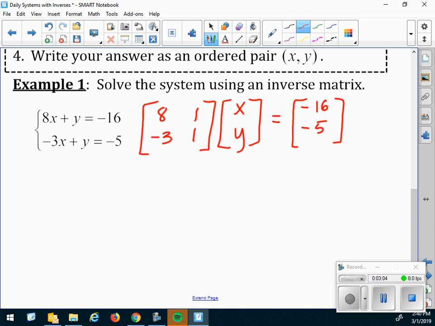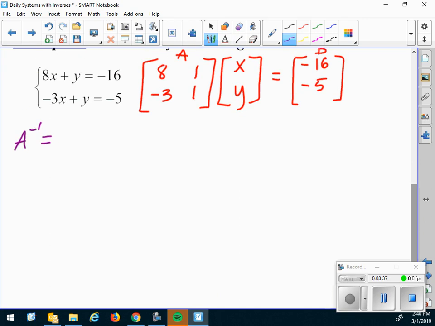So here's what you're going to do. I want you to put above this matrix, this is matrix A, and this is matrix B. Now we're going to go down here and find the inverse of matrix A. And because it's a 2 by 2, that's easy. What's the first thing you do when you find an inverse of a 2 by 2? That's the funky part. What do I do before the funky part? The determinant.